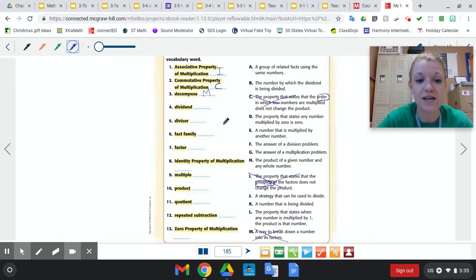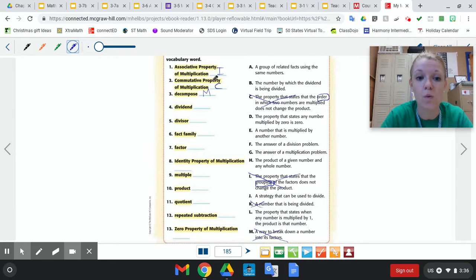Okay, dividend. That's in my song. Yay! Dividend divided by the divisor equals the quotient. Let's see. Dividend is the first number, so it's the number that's being divided. Do you guys see something that says it's the number being divided? Oh, I see it. It's letter K.